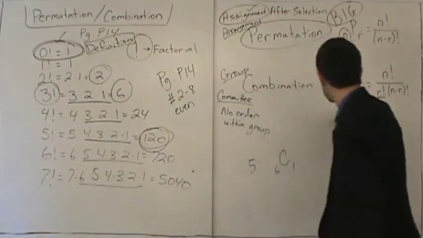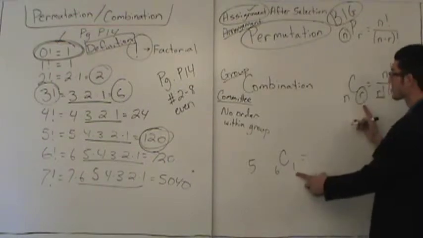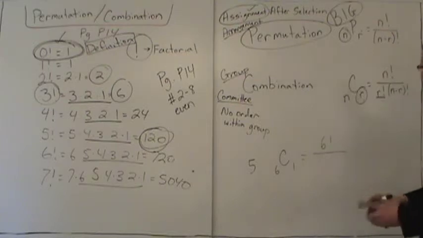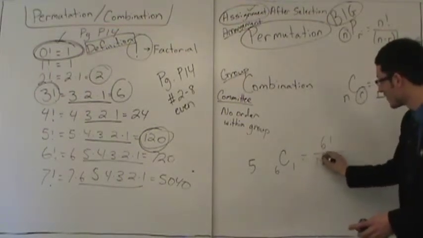So we're going to use our combination formula. Okay, so what goes on top? N is 6, R is 1. So we're going to put the n factorial on top. We have 6 factorial over, what goes first? R factorial goes first. Since our R value is 1, we put 1 factorial.